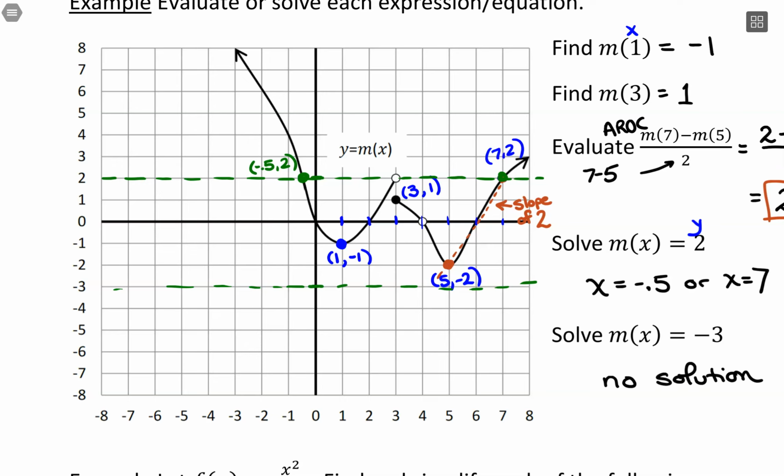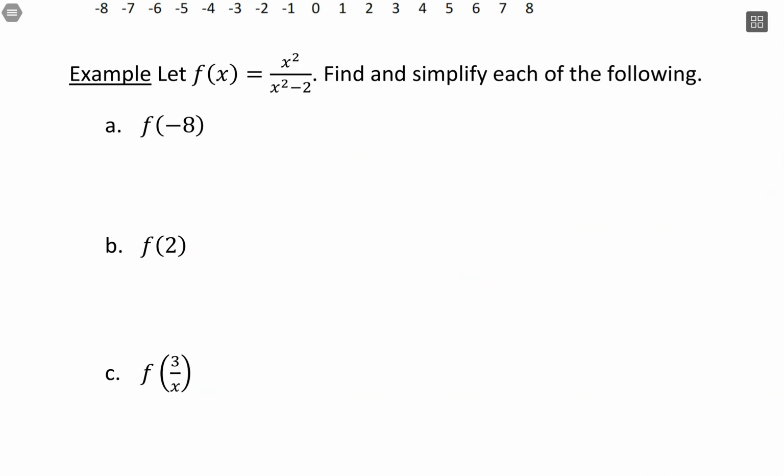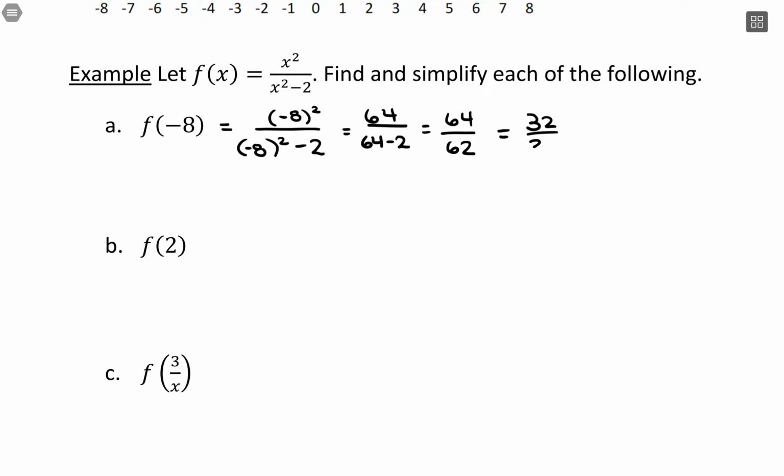All right, so that's working with function notation graphically. Now algebraically, we're going to work with this function here, x squared over x squared minus 2. We want to simplify the following. So f of -8 means we're plugging in -8 for x, and what I like to do with these is set up parentheses where x was, and then plug in our input. So this will give us 64 over 64 minus 2, which is 64 over 62, and just reducing that down, that should be 32 over 31.